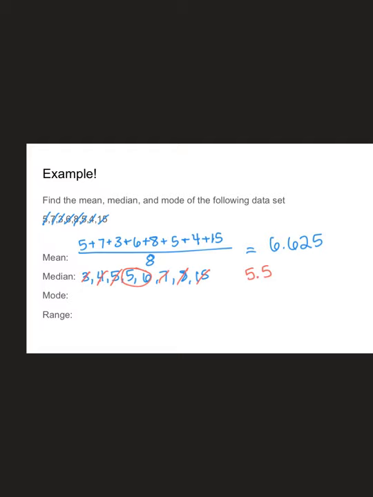The mode is the most often. The only number that appears twice here is 5, so 5 is the mode. It's the most often. And then for the range, we take the largest value, which is 15, and subtract the smallest, which is 3, and our range here is going to be 12. That's how we calculate the measures of central tendency.